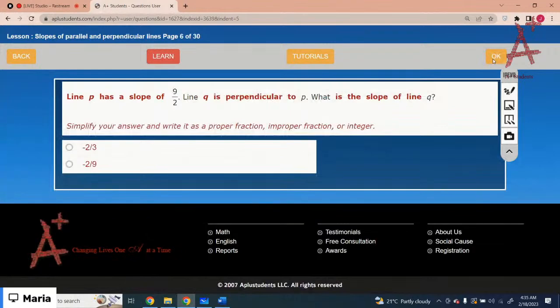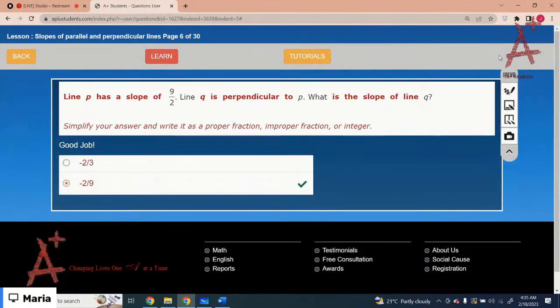Okay, line P has a slope of 9 over 2. Line Q is perpendicular to P. What is the slope of line Q? So which option is the correct one? Since they are perpendicular, it would be negative 2 over 9. Negative reciprocal, you have to add a negative sign. It would be negative 2 over 9.